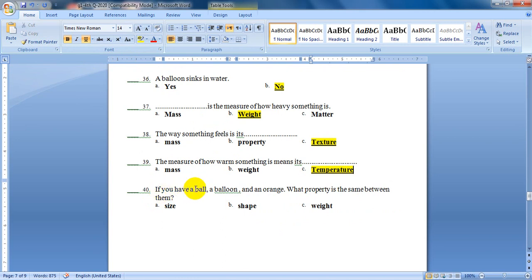If you have a ball, a balloon, and an orange, what property is the same between all of them? Size. All of them have the same size, or shape, or weight? They have the same shape. All of them are round. We cannot say that all of them have the same size. They have different sizes, and they don't have the same weight because one is light and one is heavy.